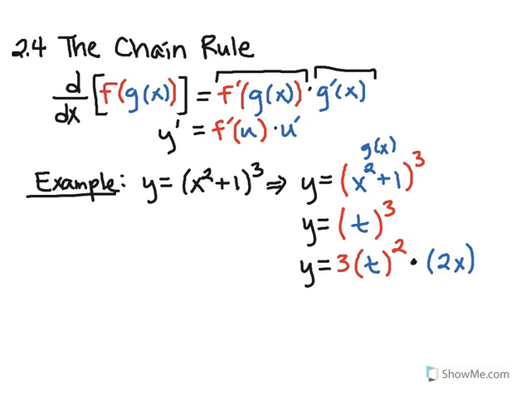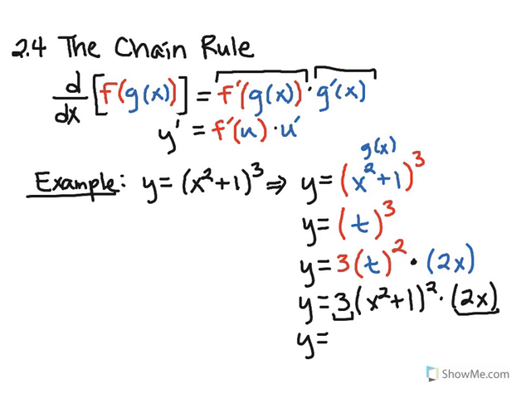Okay, so now we're going to clean this up a little bit. I'm going to write my y equals, and I'm going to keep my 3, and I'm going to replace t with what I substituted it for, which was x squared plus 1. And I'm going to square that, and I'm going to write multiplied by 2x. Now, we can take this one more step farther as far as simplifying goes, because this 3 and this 2x can be multiplied together, which would give me 6x, and then times x squared plus 1 squared. And this is my answer.